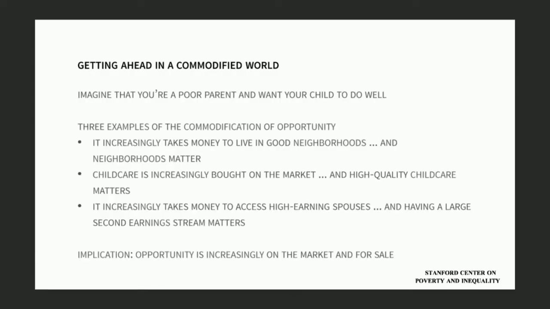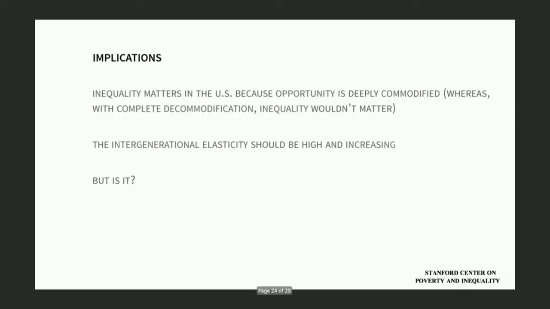So the implication is opportunity is increasingly on the market. It's for sale. We're allocating it to those folks who have the money to buy it for their kids. And that's the textbook condition under which inequality matters. If you are selling opportunity, if you're putting it on the market, then of course it matters who has the money to buy it, right? So in the US, where we put opportunity on the market, you'd expect that intergenerational earnings elasticity to be very high and growing.